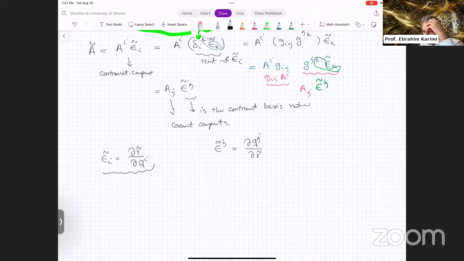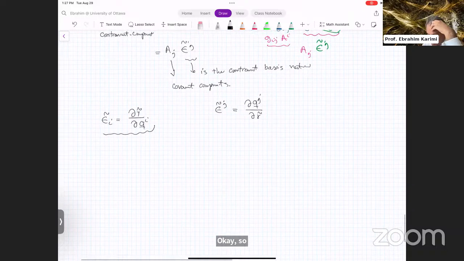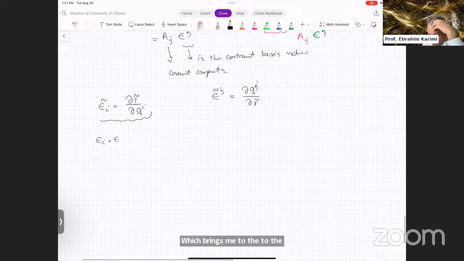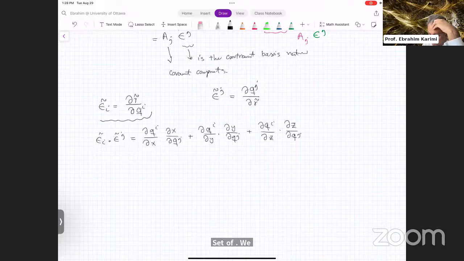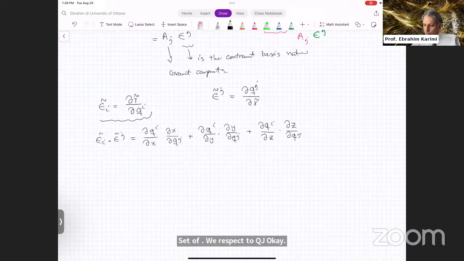Okay, so which brings me to the point that last time we had that epsilon^I dot epsilon^J, the result of this was the derivative of Q^I with respect to x times the derivative of x with respect to Q^J, plus the derivative of Q^I with respect to y times the derivative of y with respect to Q^J, plus the derivative of Q^I with respect to z times the derivative of z with respect to Q^J. Okay. Is there any question before going on?